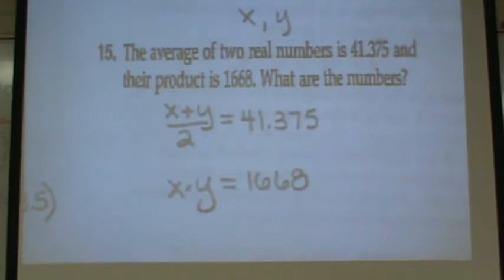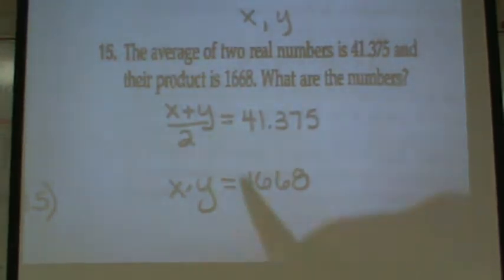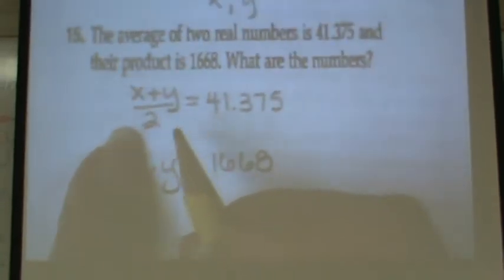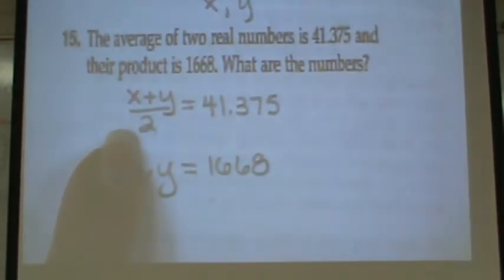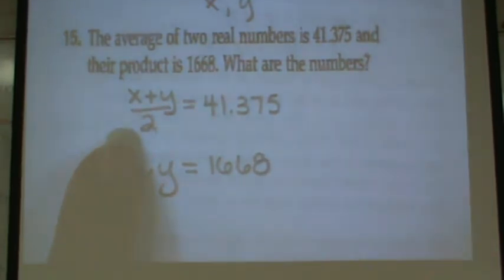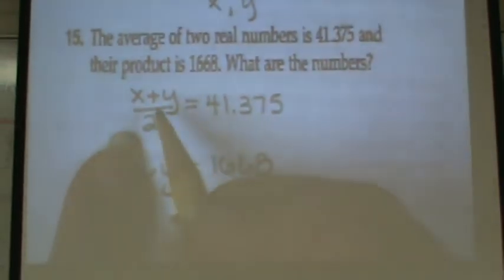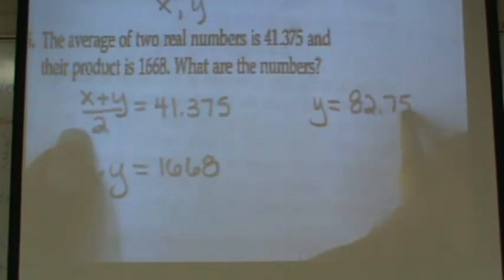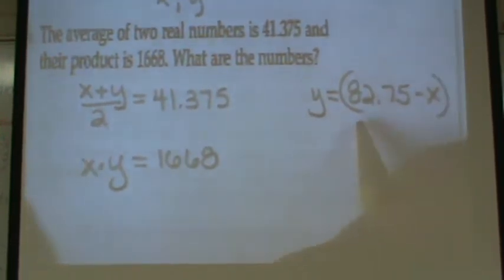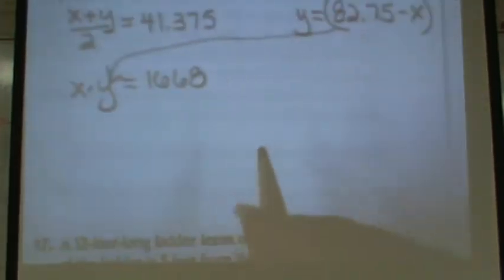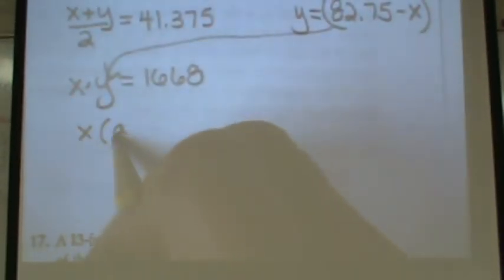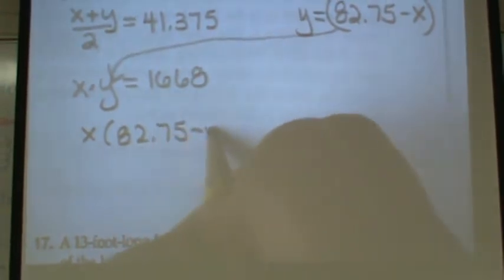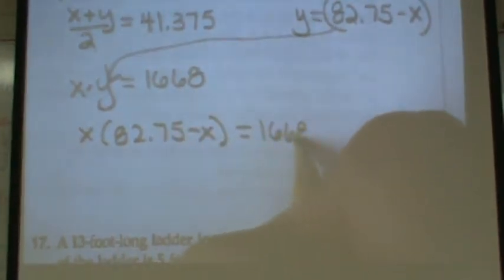What you're going to want to do is solve one equation for x or y. I would probably solve this one for y, so I would multiply this by 2. 41.375 times 2, you're just doubling that. And you're going to solve for y. So y is equal to 82.75 minus x. I would plug this in here for y. You're going to use substitution. So you get x times (82.75 minus x) equals 1,668.